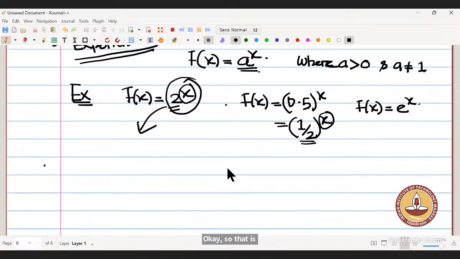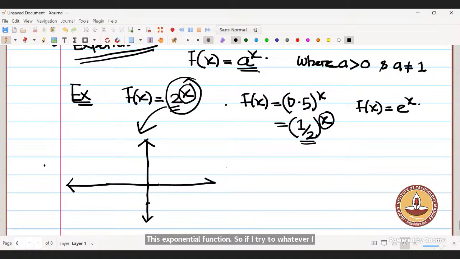So there are two behaviors of this exponential function. If I try to draw the graph, how will it look? Any idea? For positive x values it will increase, and for negative x values it will decrease. See, if a is greater than 1, yeah.